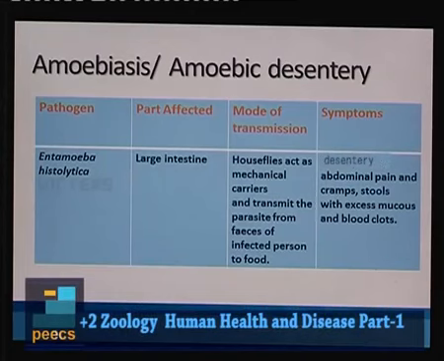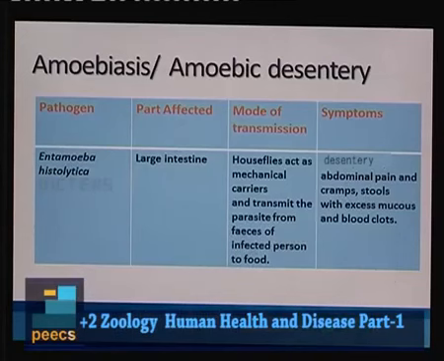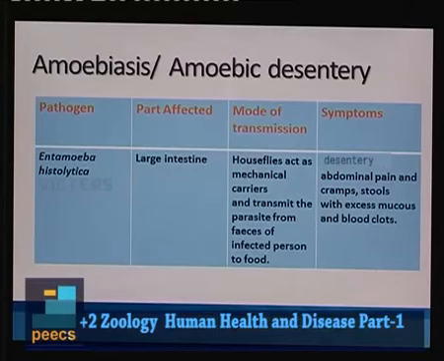So, now it is time to discuss amoebiasis, the next disease. Entamoeba histolytica belongs to the protozoan group. So, the pathogen behind amoebiasis or amoebic dysentery is Entamoeba histolytica. It is termed Entamoeba histolytica because it is affecting the tissues, it is causing tissue dissolution. That is why this organism is called Entamoeba histolytica.